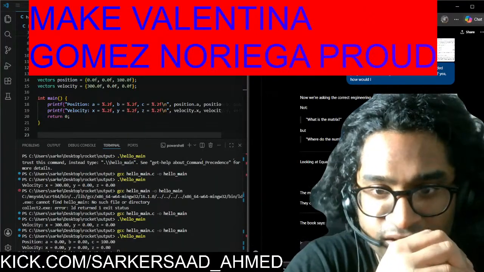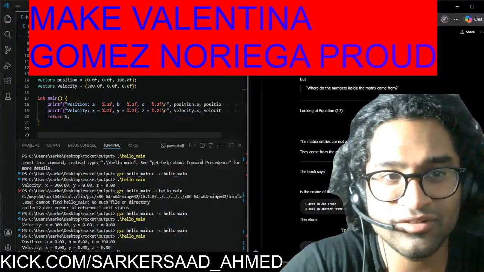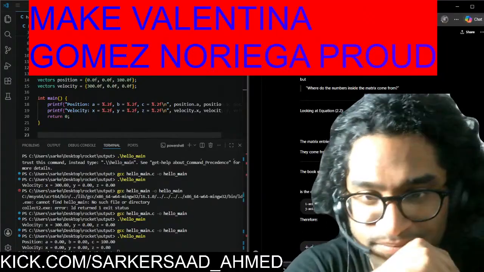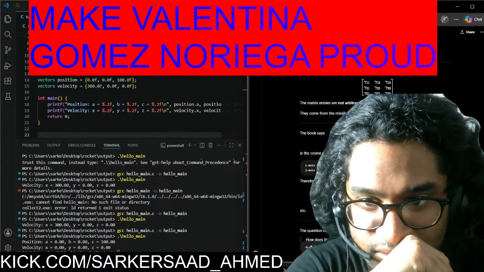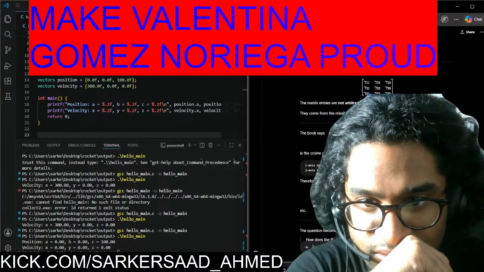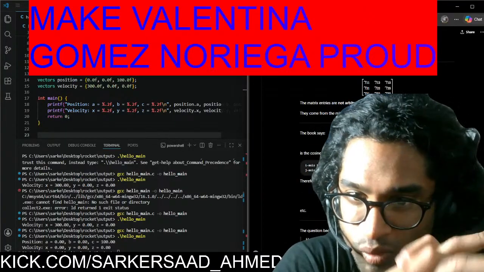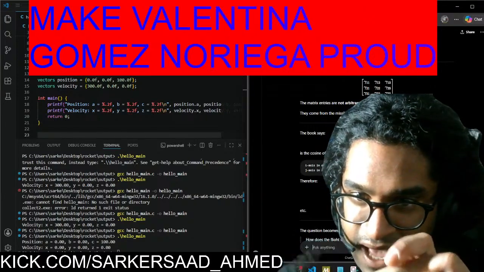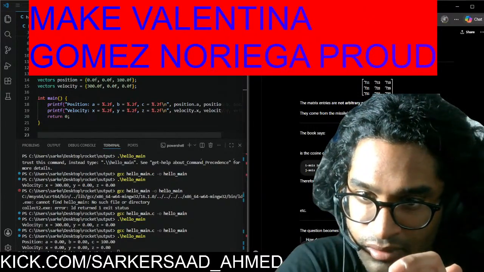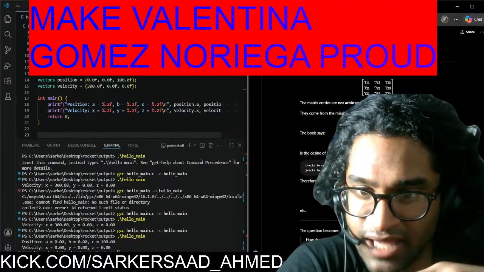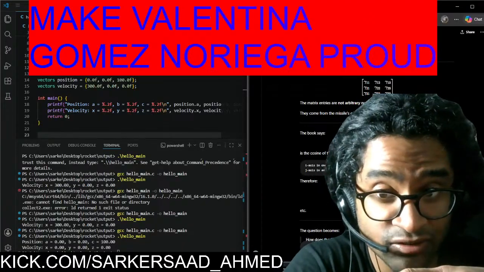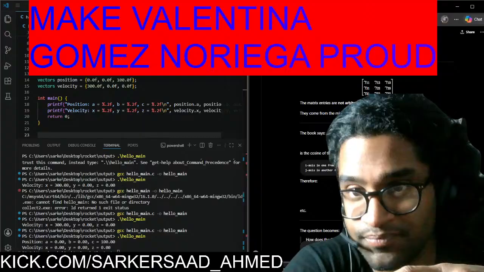The matrix, obviously they're not arbitrary numbers. In one frame, the cosine of the angle is the cosine of the angle between x of b and x of e. Now, what is x of b and what is x of e?